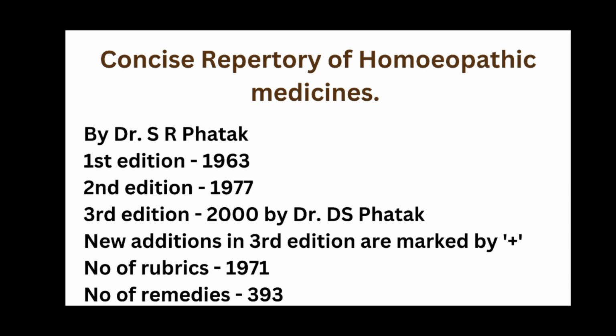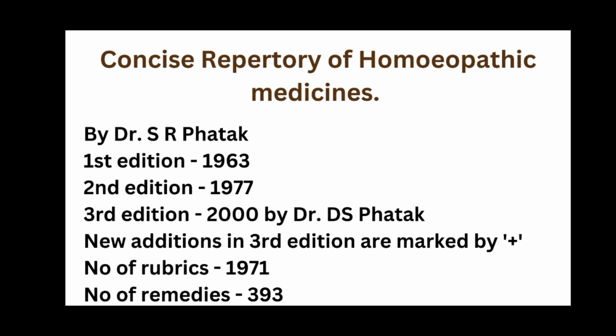The next repertory is Concise Repertory of Homeopathic Medicine, which is published by Dr. S.R. Phatak. There are 3 editions of this repertory. The first edition was published in 1963, the second edition in 1977, and the third edition in 2000 by Dr. D.S. Phatak, after the death of Dr. S.R. Phatak. In the third edition, there are some additional points marked by a plus sign.